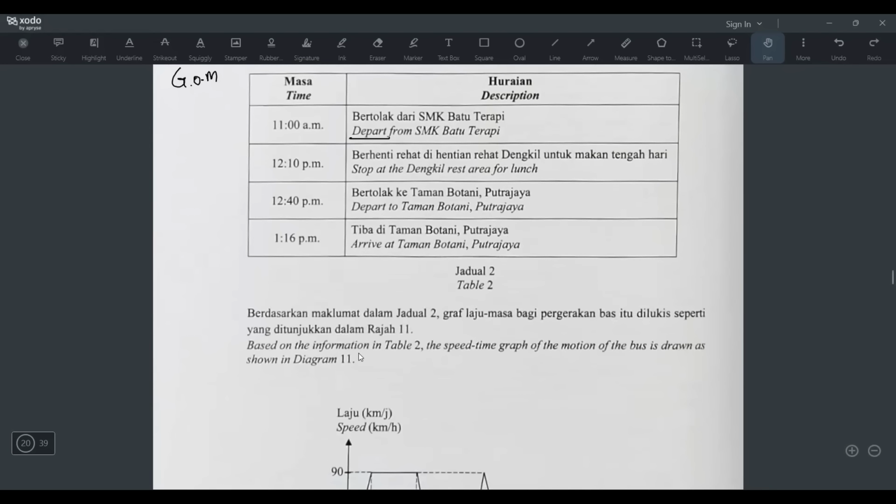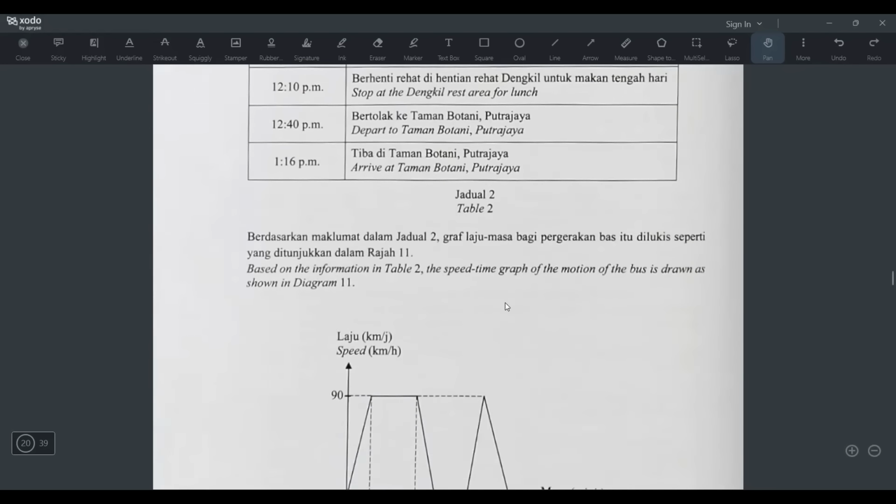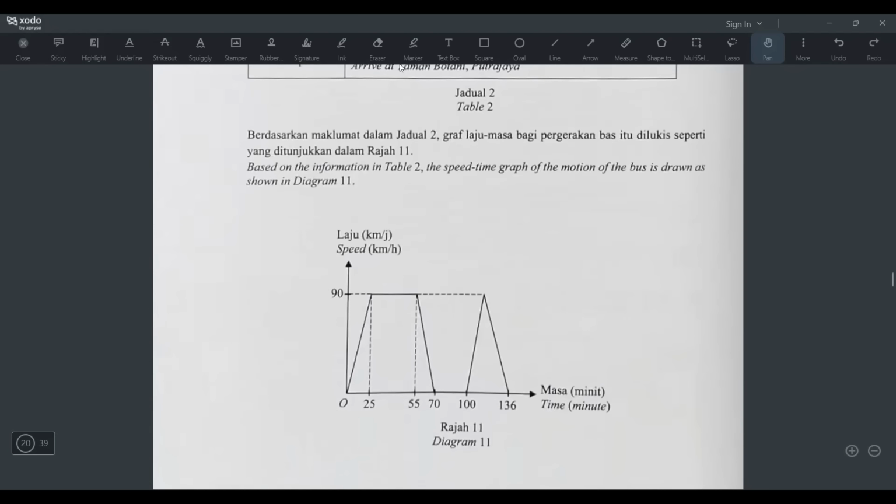Now, based on the information, the speed-time graph of the motion of the bus is drawn as shown in diagram 11. So let's go to diagram 11. This is a speed-time graph. Let's look at the unit: kilometer per hour, and this one is in minutes. So everything here is in minutes. So what happens here? As time increases, the speed is also increasing. This one we call accelerate.